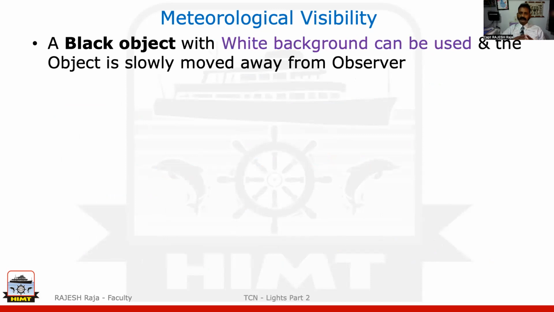The easiest way to do it is to take a black object, or you can take a white canvas and paint a black circle or a square, whatever you want to call it.